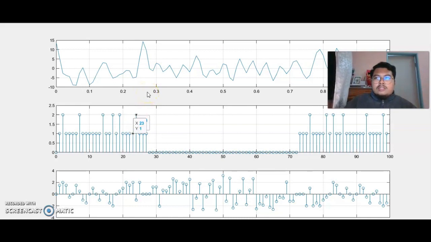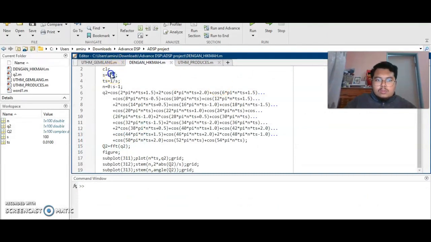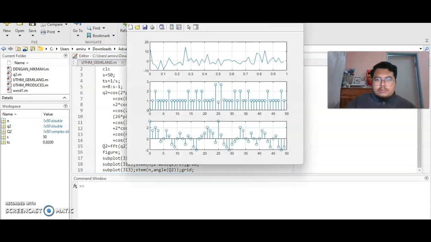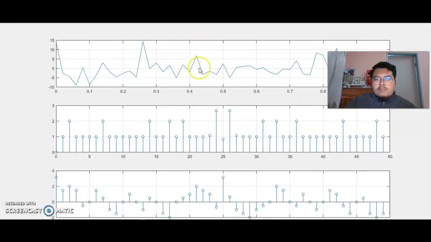This time I am using a sampling of 100. If I change the sampling to 50, the resolution will be much lower than before. That is why we use a sampling of 100. The code for the Fast Fourier Transform is so that we have a better view like this, in discrete form, rather than this type of signal. So this is for the second.